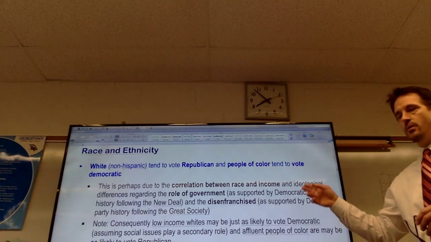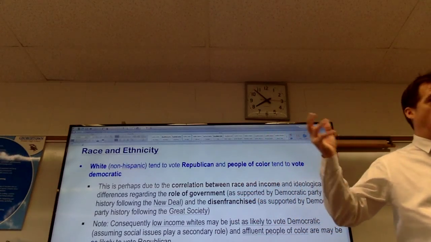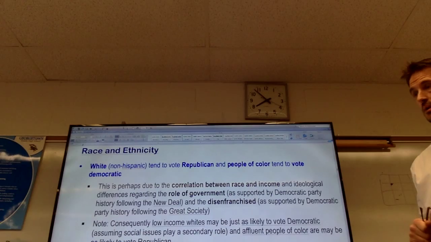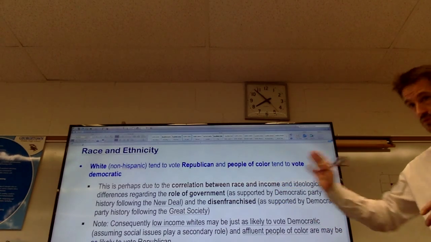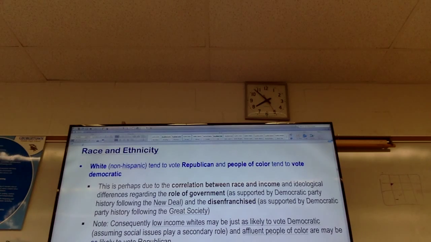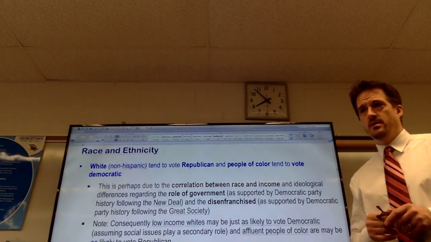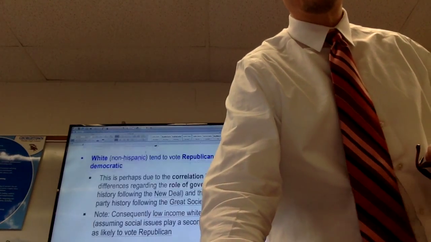If that is the case, though, it also explains why low-income whites would identify with the Democratic Party, right? So again, don't think of it as all whites are going to go Republican, because they don't. Income, again, might be a central feature. Religion might be a central feature. Affluent African Americans might be more likely to go with the Republican Party.